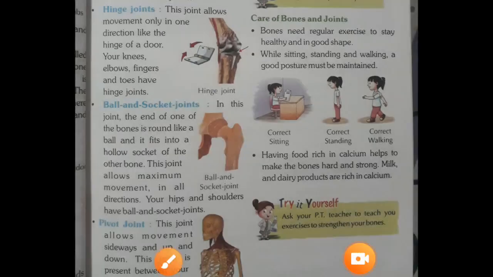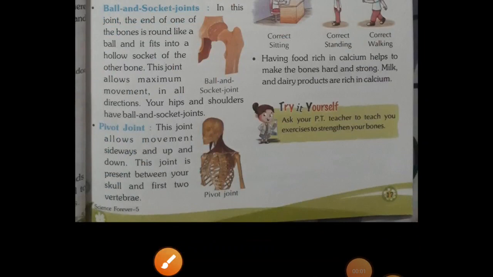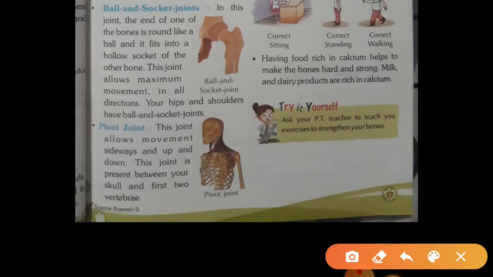Now the next joint. This joint allows movement sideways and up and down. This joint is present between your skull and first two vertebrae. So this joint is present between the skull and the two vertebrae. This is called pivot joint.